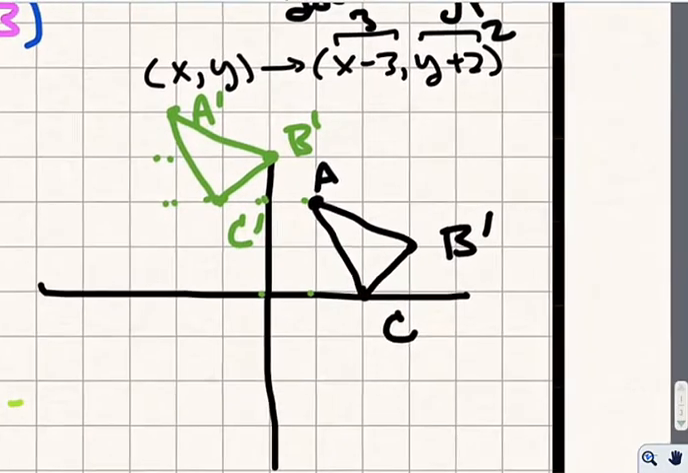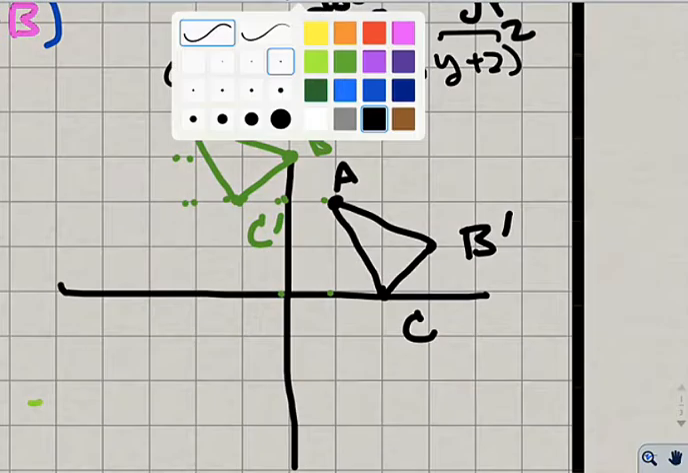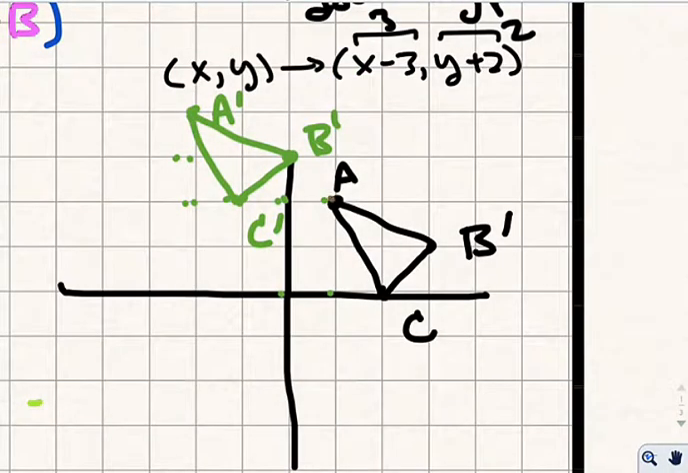Now, this isn't the only way to describe this movement, of course. If I were to look at A, I can certainly describe its movement to A prime as back 3 up 2. I can also just say it moved on this direct line from A to A prime. In the same way, I can say B moved back 3 up 2, or I can say B moved along that line and along that line.